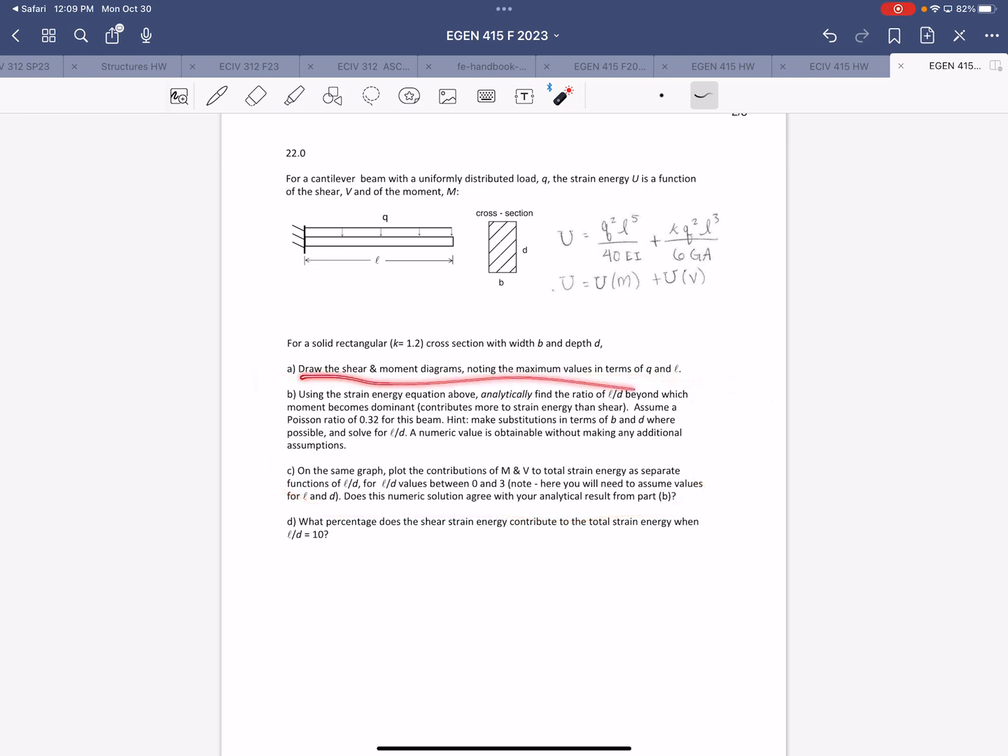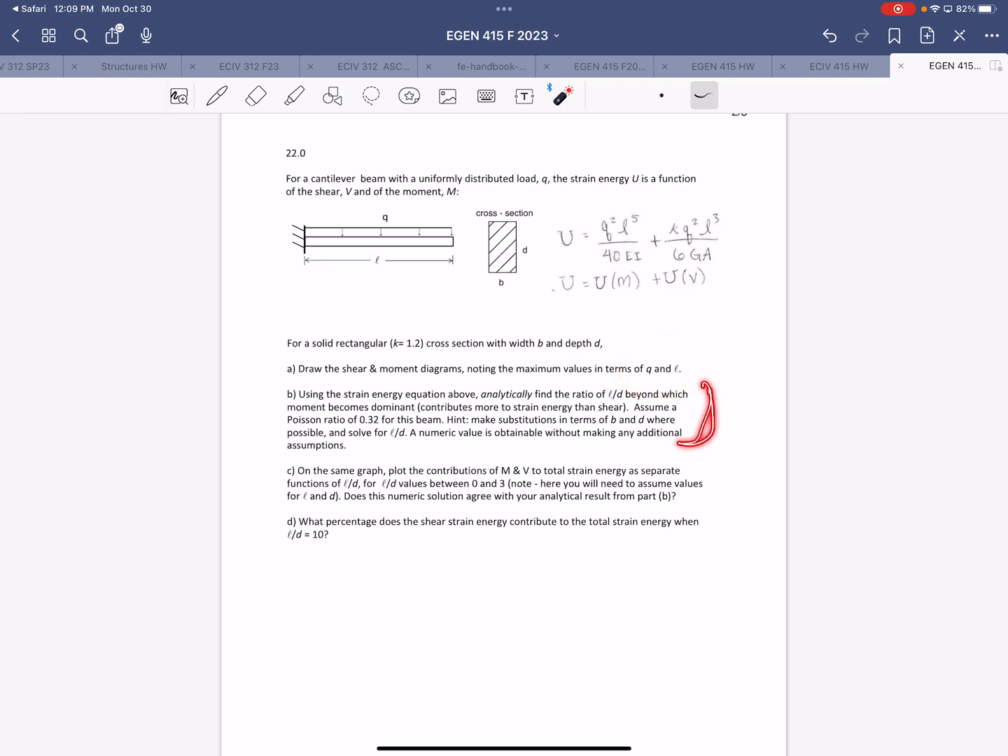So drawing the shear and moment diagrams is just a good thing to do initially to set up and get a feel for where you're going to have the maximum moment and shear values, and what those values will be in terms of q and L.